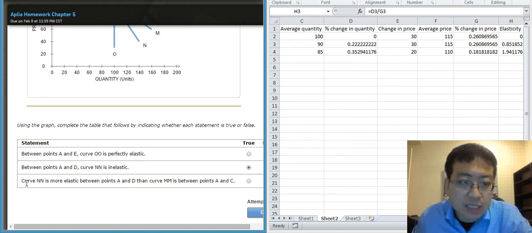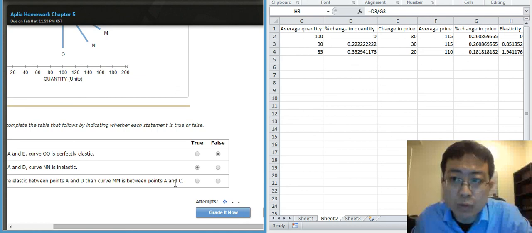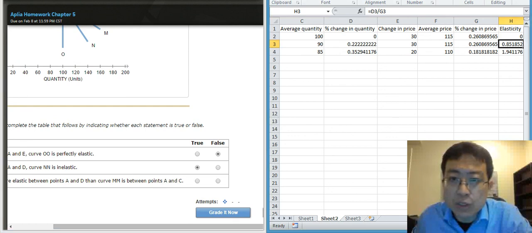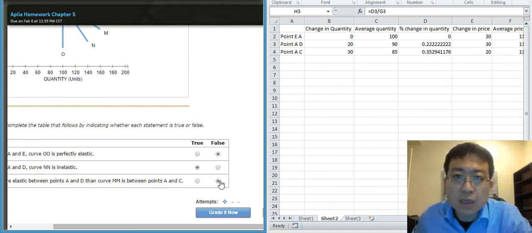So this statement says curve NN is more elastic between point A and D than curve MM between point A and C. This will be a false statement, because for point A and C it is 1.94, and from point A to D, the elasticity is only 0.85. So this one should be false.